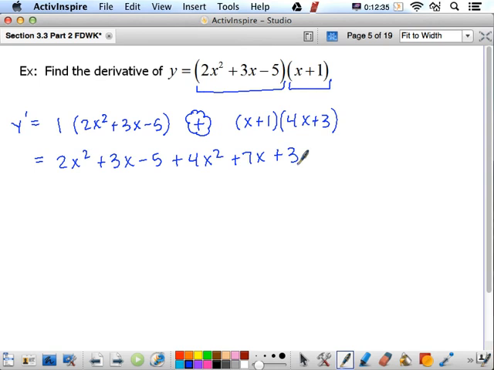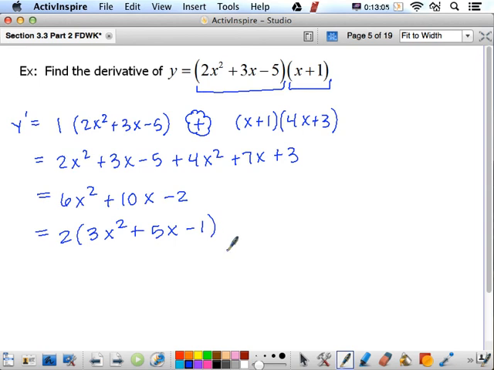So basically I FOILed that, but I skipped one step there. Then I'm going to clean it up and combine my like terms. So I will have a total of 6x squared plus 10x minus 2. Okay, so it's looking a little better, but that one does have a common factor of 2. We'll take a 2 out, and that'll leave us with 3x squared plus 5x minus 1.